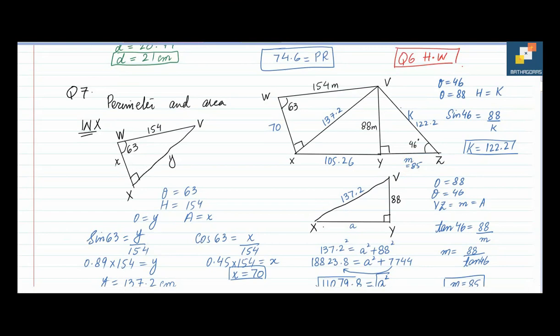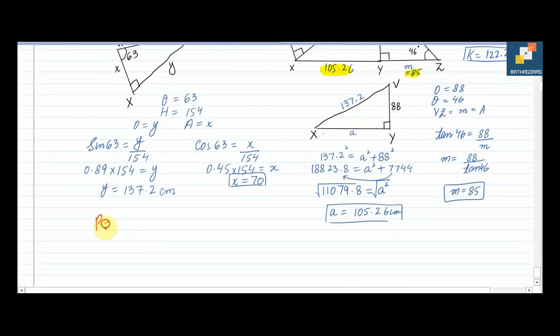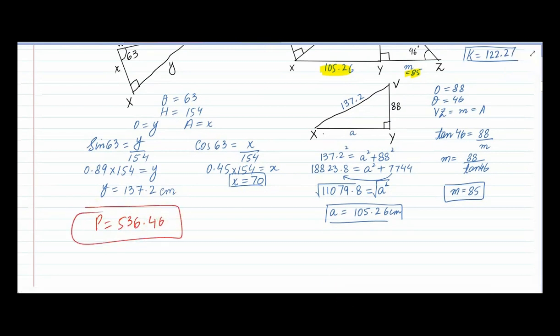Now for the perimeter you need to add 154, 70, 105.26, 85 and 122.2. So I'm just calculating it. 70 plus 105.26 plus 85 plus 122.2 plus 154. So when you add all these sides, the perimeter is 536.46. That is the perimeter, right?